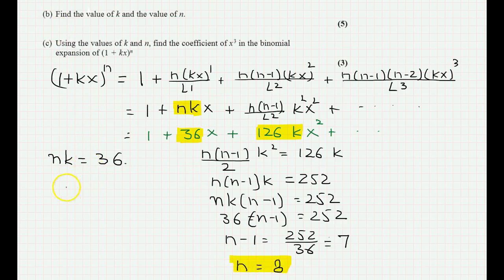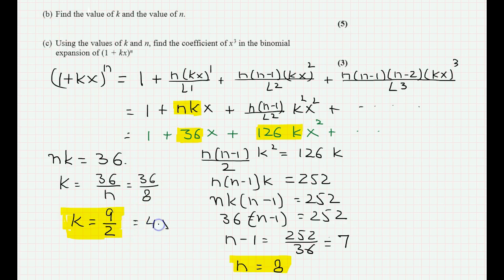So the value of k will be 36 over n. So that is 36 over 8. So k will be, 4 times 2 is 8 and 4 times 9 is 36. So that is k is 9 over 2. So this is the value of k. Or we can write it as 4.5. This is the value of k. So this is the 5-mark question. Find the value of k and n.